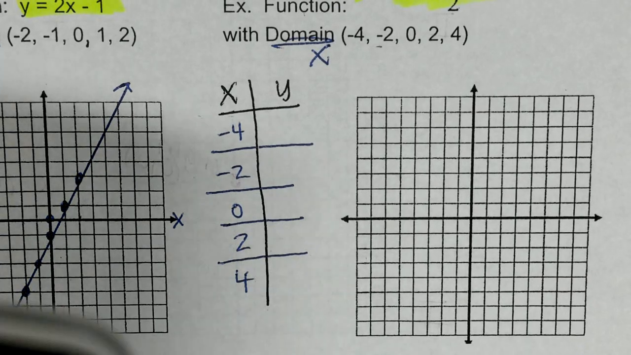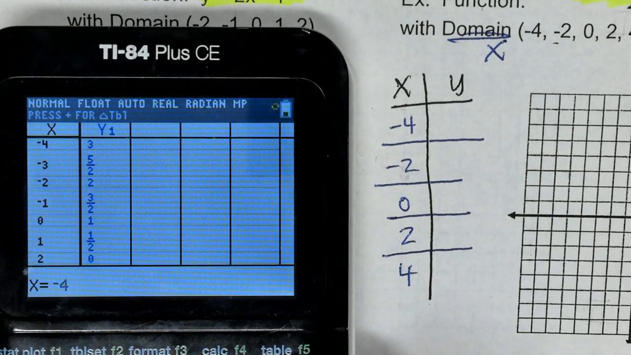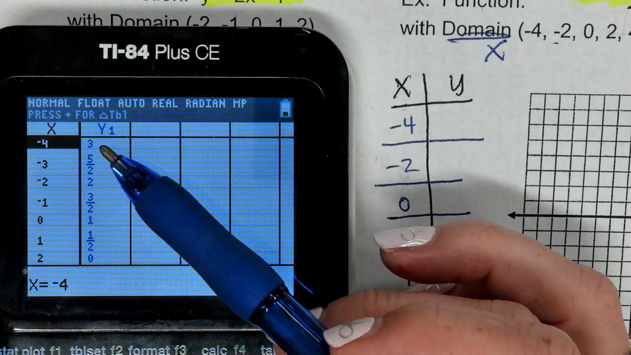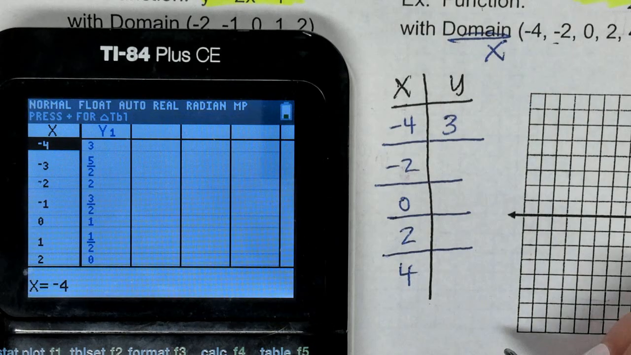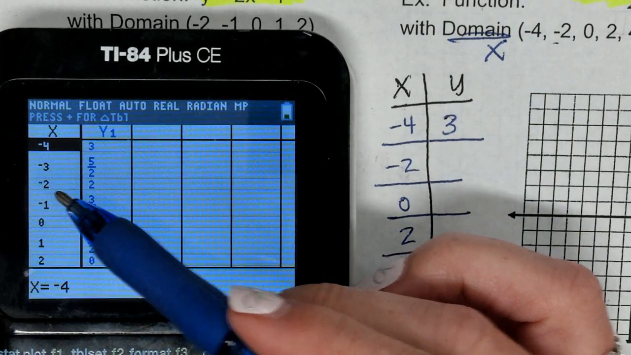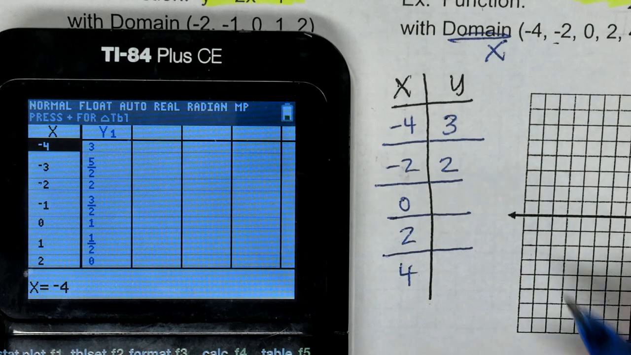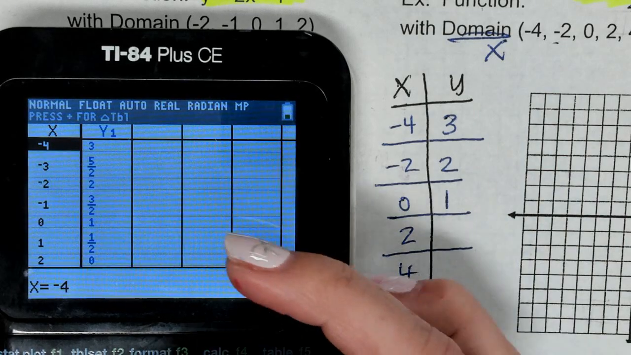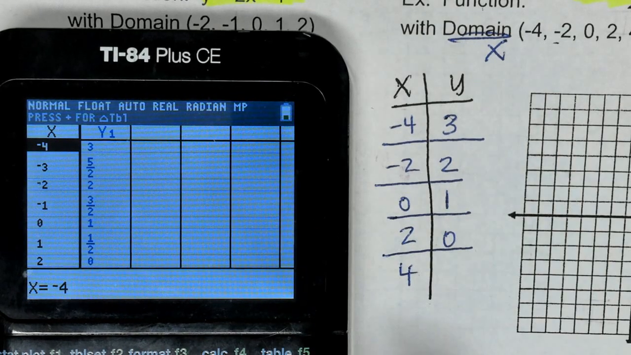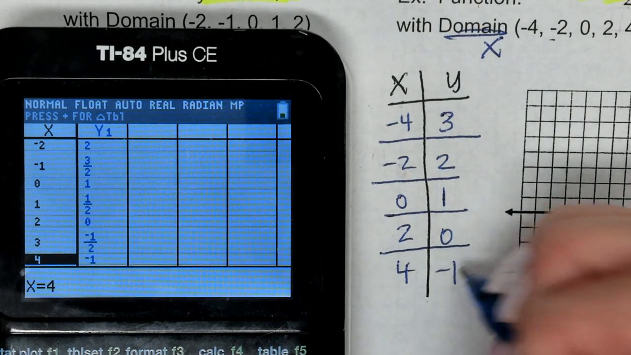Now I'm going to fill in my table. Find when x is negative 4. What is y? 3. When x is negative 2, y is positive 2. When x is 0, y is 1. When x is 2, y is 0. And when x is 4, y is negative 1.